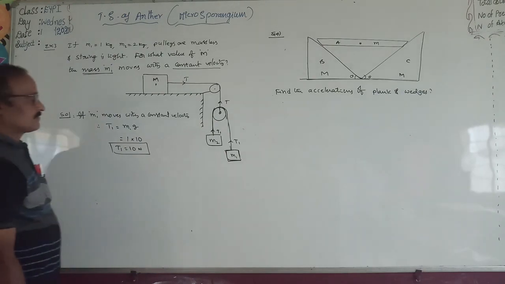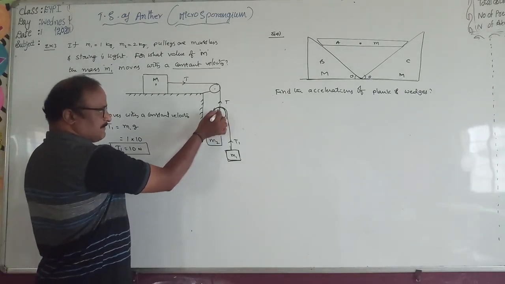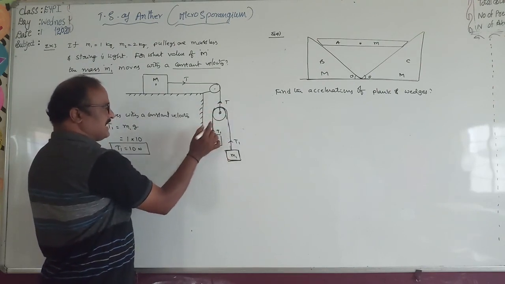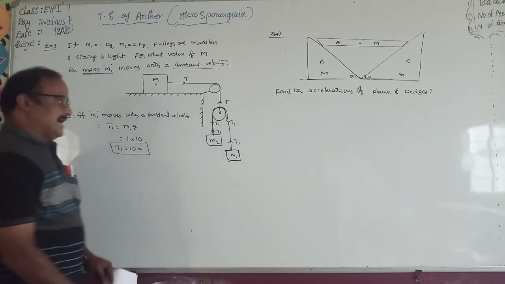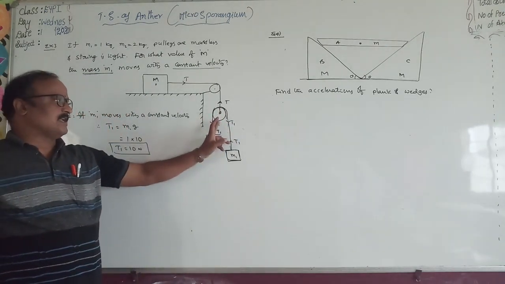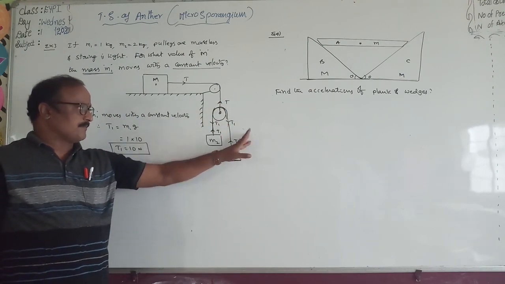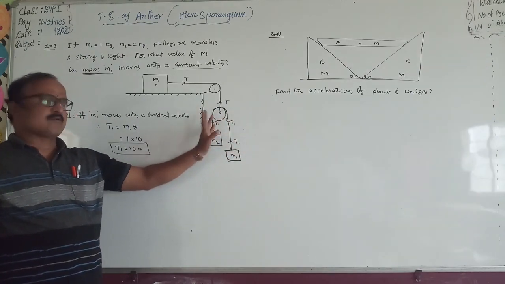Next, the pulley is a mobile pulley. The upward force on it is capital T, and the total downward forces are T1 and T1. Net force acting on this pulley is T minus 2T1, equal to MA. As the pulley is massless, M is equal to 0, so MA is equal to 0.